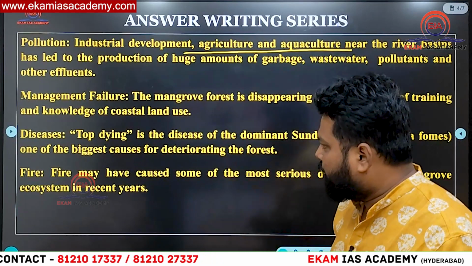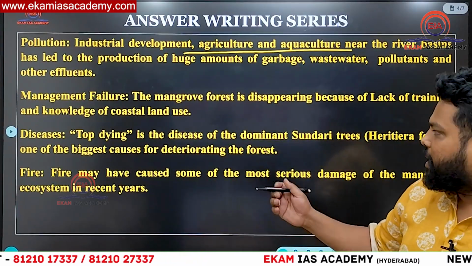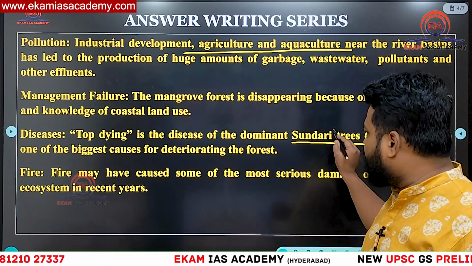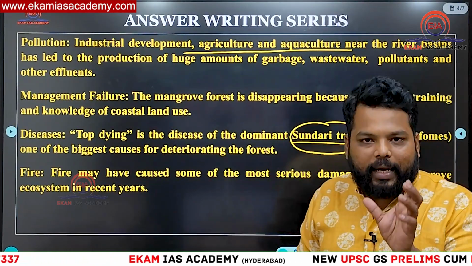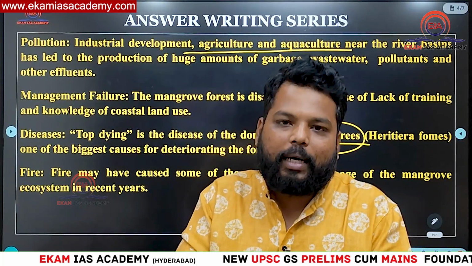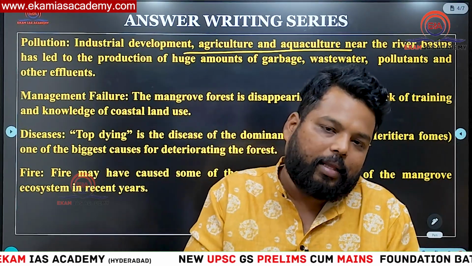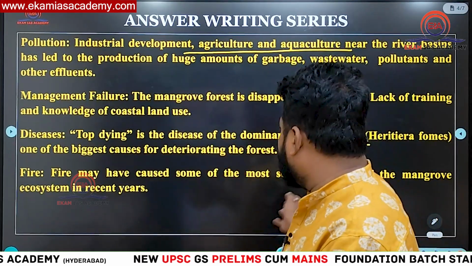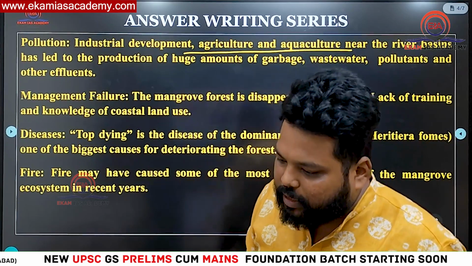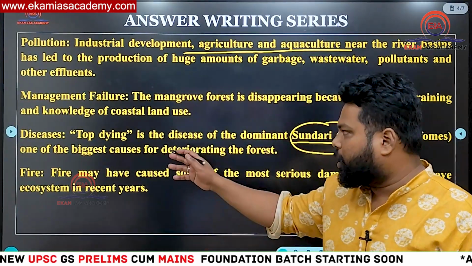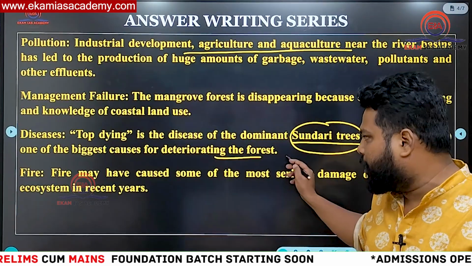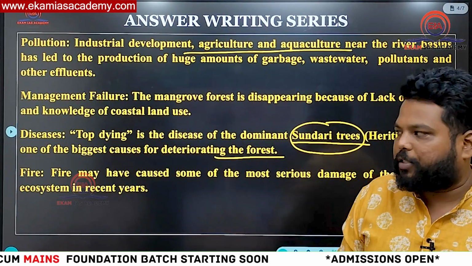Okay. So diseases like top dying is the disease of the dominant Sundari tree. Actually, the Sundarban Delta has got its name because of the Sundari tree present over there. If you just Google it, you can see how beautiful that tree is, and that's why it has been given the name Sundari. So due to the dominant species Sundari over there, the Sundarban Delta has got its name. So the top dying disease of the dominant Sundari tree is one of the biggest causes of deterioration of the forest in that region.